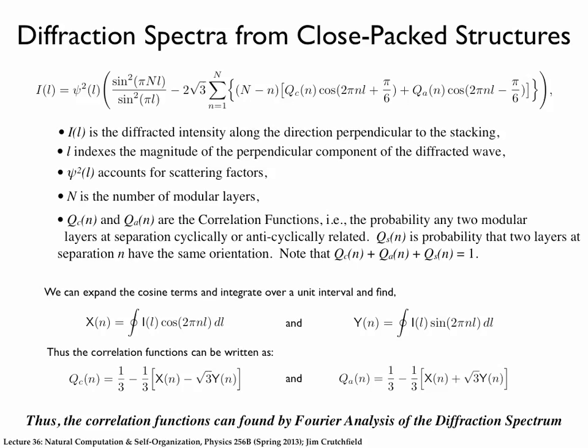In terms of the correlation functions, the correlation function for two layers at a distance n being cyclically related is given by this expression. And by cyclic, I mean I have an A layer here, and some distance n away, I have a layer that's cyclically related, so it would be a B. And then we have the same thing for Q sub A. The A stands for anticyclic, so an A would go to, let's say, a C. And we can get all this from Fourier analysis.